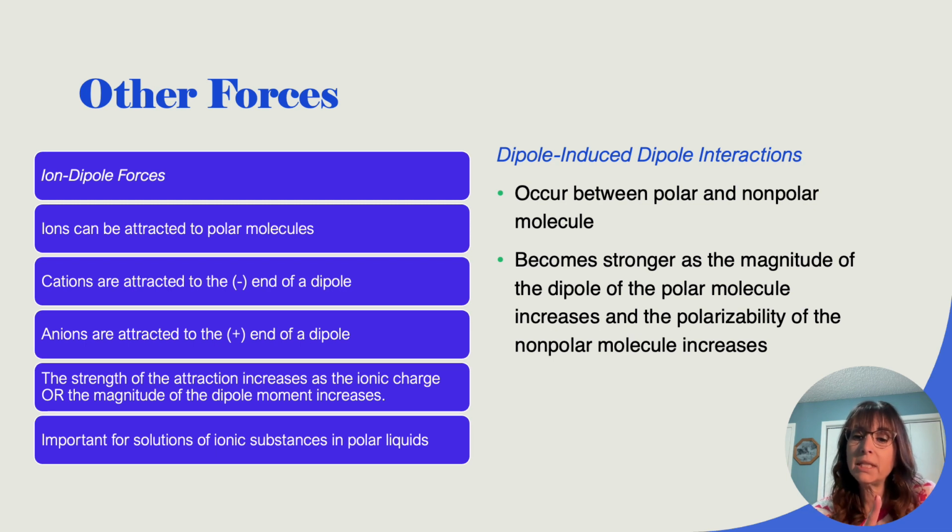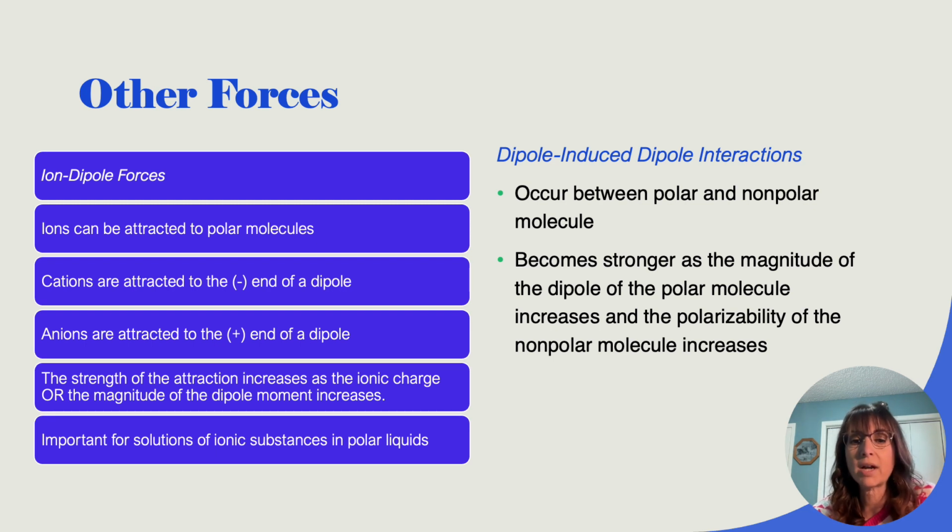So dispersion, dipole-dipole, and hydrogen bonds are our intermolecular forces. There are some other forces going on that don't fall into that category. So let's deal with the first one, the ion-dipole force. This is where ions can be attracted to polar molecules. Think about a sodium ion. Isn't it attracted to a water molecule, which is polar? Yes. So cations are attracted to the negative end of a dipole, and the anions are attracted to a positive end of a dipole.